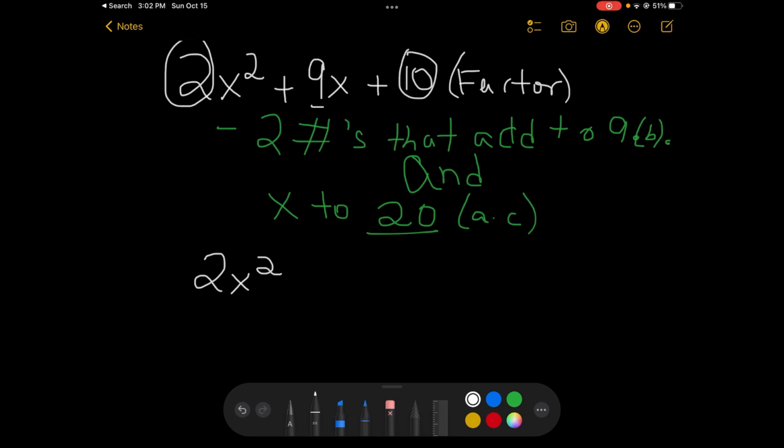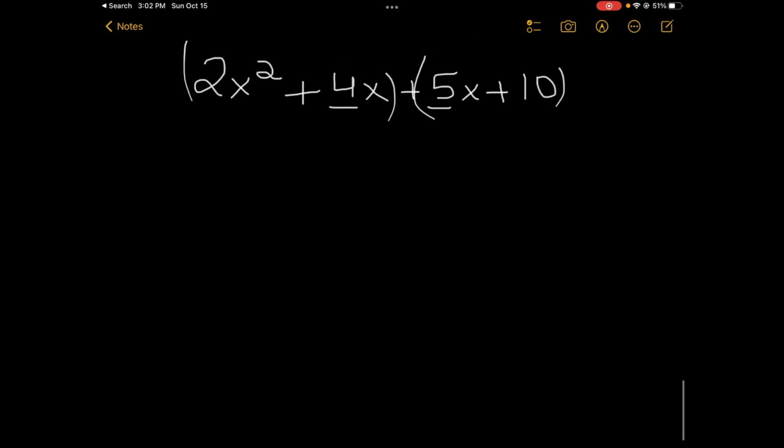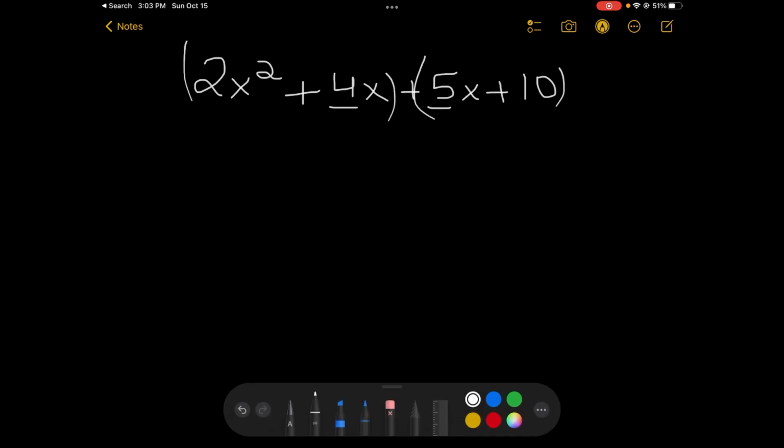2x squared plus 4x, which is one of the numbers we found, plus 5x, which is the other number we found, plus 10. Split the quadratic in half and factor by grouping, or factor the terms in parentheses separately. So if you factor this, according to part 1 of the video, we can take out a 2 and an x, leaving us with x plus 2 on the inside.